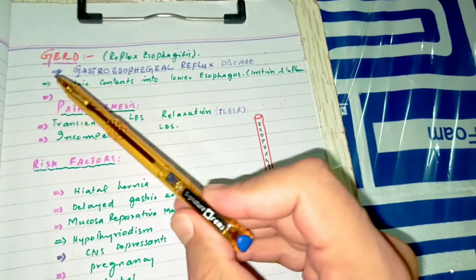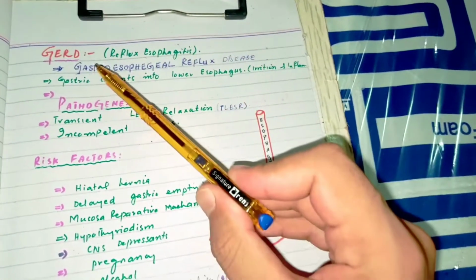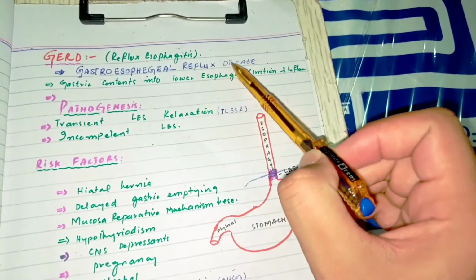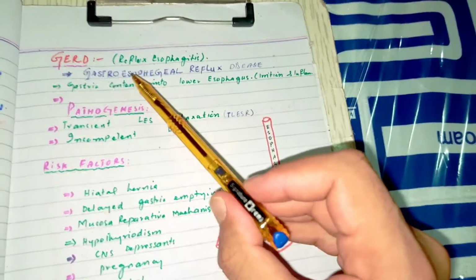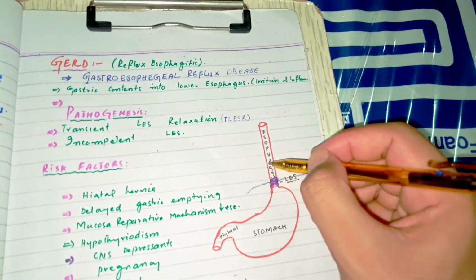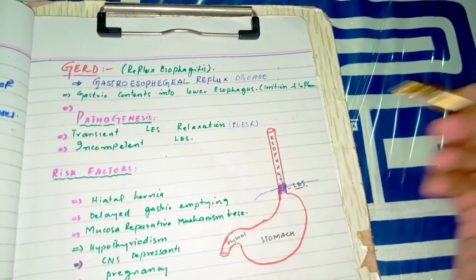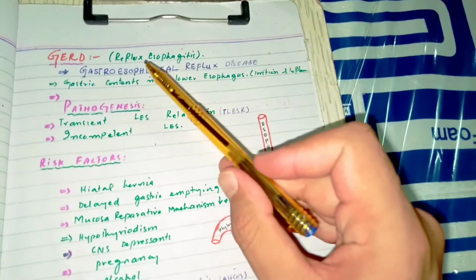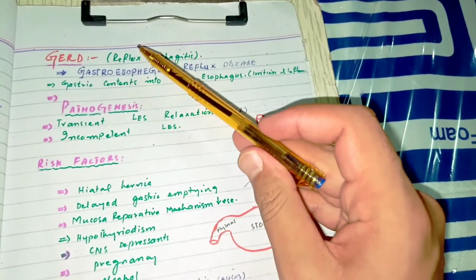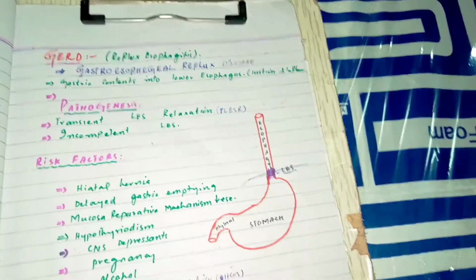GERD is an abbreviation that comes from gastroesophageal reflux disease. Gastro means stomach, esophageal means esophagus, and reflux means backflow. So it is the backflow of the stomach contents into the esophagus. This condition is called gastroesophageal reflux disease, and it is also called reflux esophagitis. It is the backflow of the stomach content with inflammation and irritation of the esophagus.